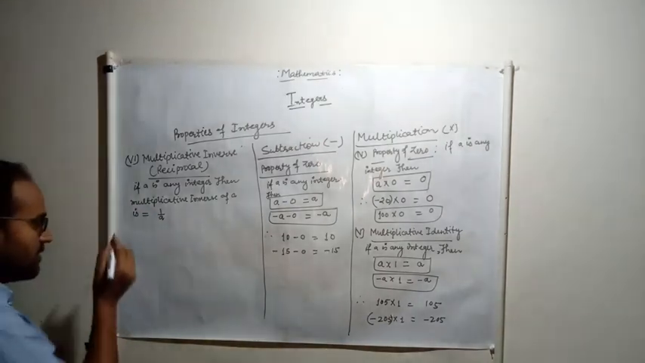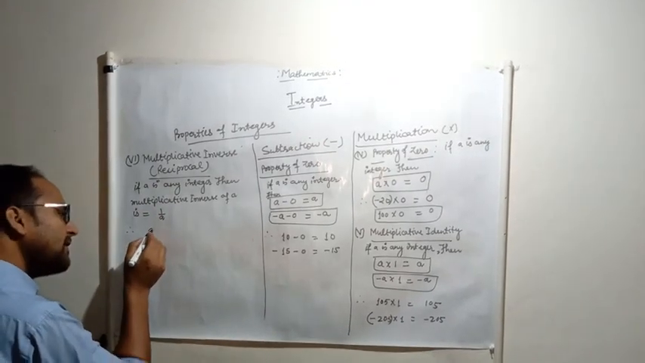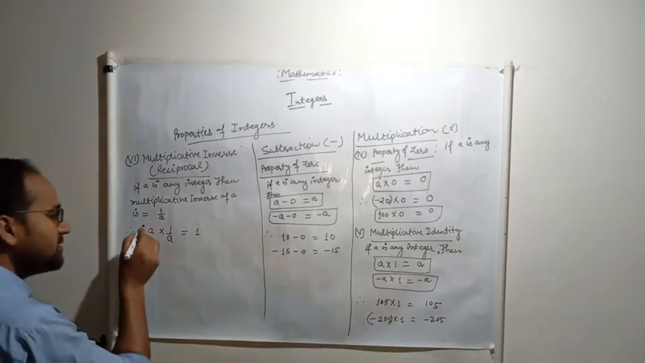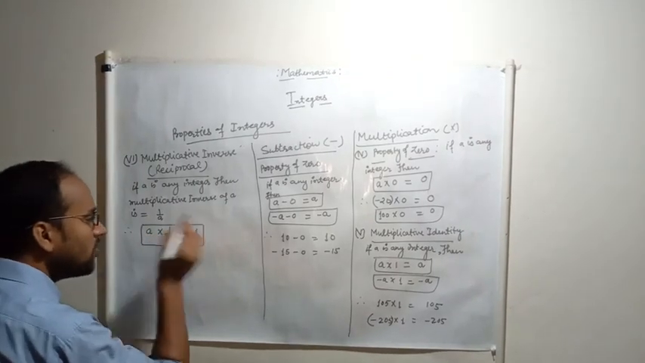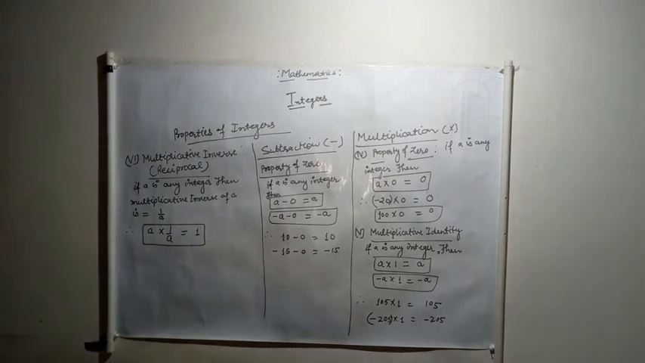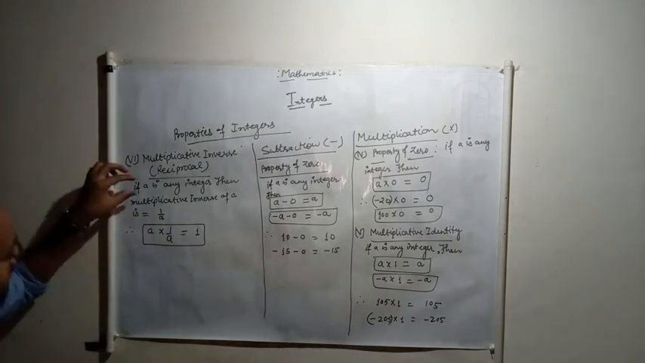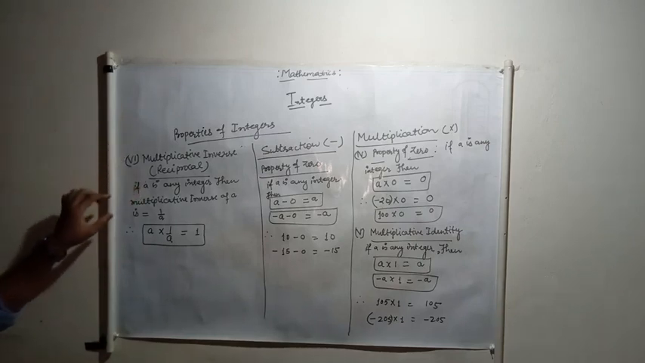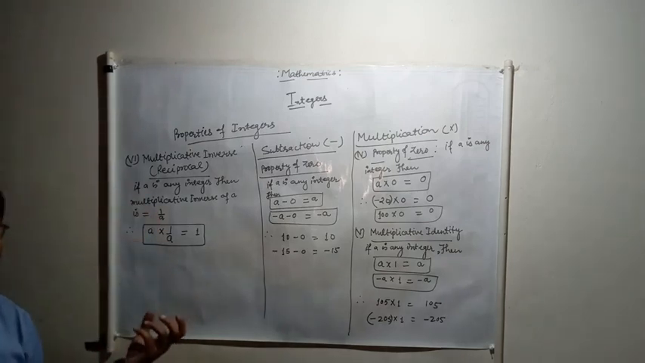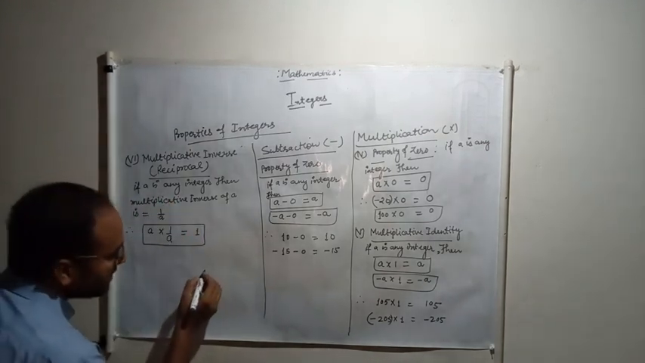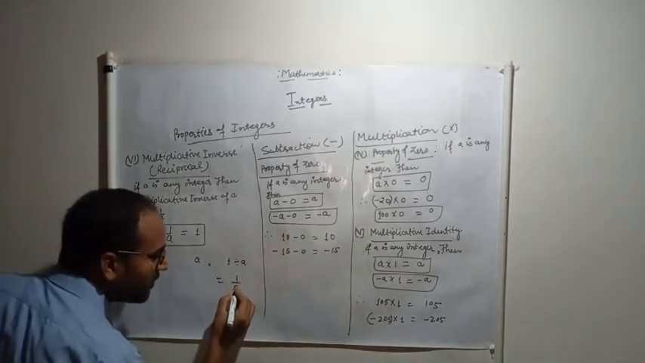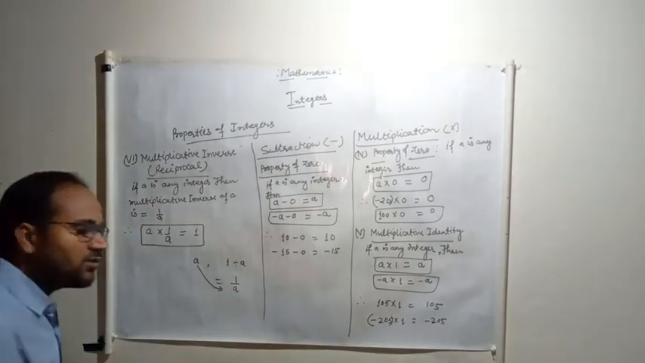If you multiply an integer and its multiplicative inverse, your result is always 1, because a is cancelled out by a. How do you get the multiplicative inverse? If you divide 1 by the integer a, you get 1 upon a. So a's multiplicative inverse is 1 upon a.